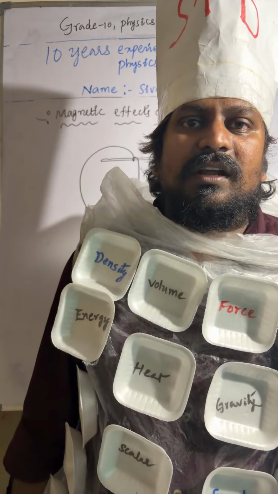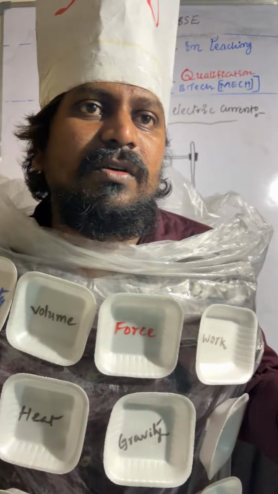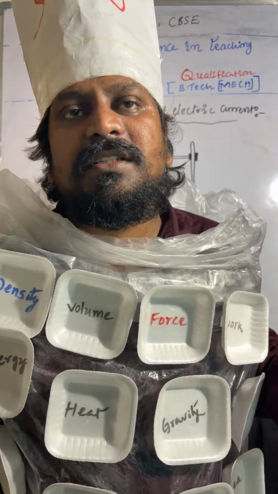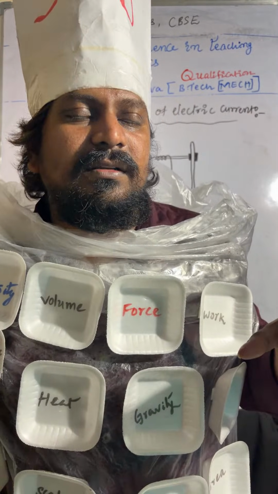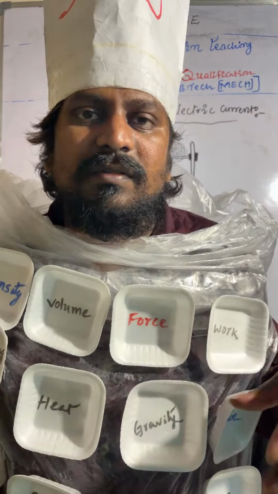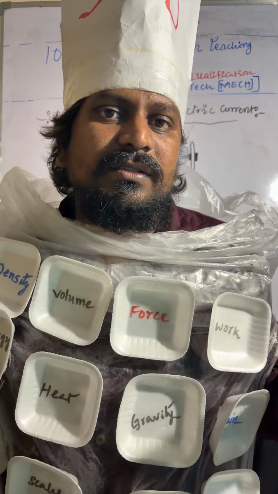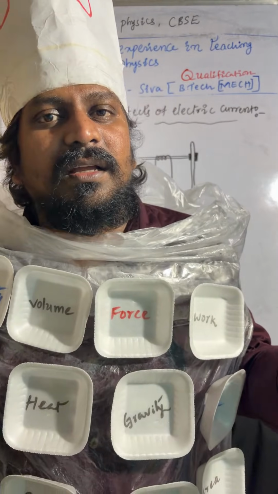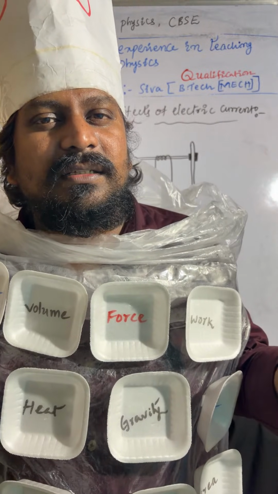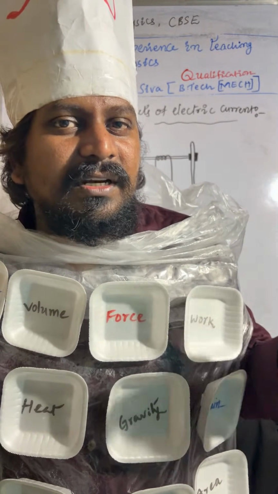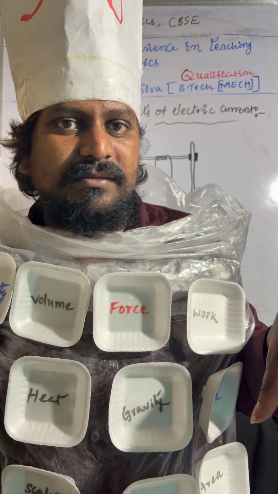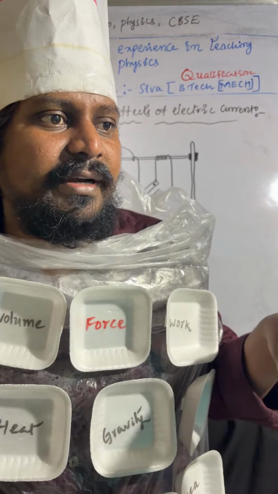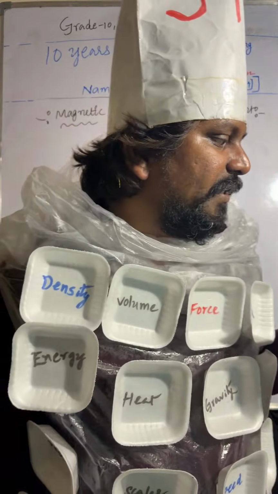Live wire is 220 potential, neutral wire is 0 potential, earth wire is 0 potential. The potential difference between the live wire and neutral wire is 220 volts in India. And one more thing, the potential difference between the neutral wire and earth wire is 0. So these are the points. I hope it is very clear.